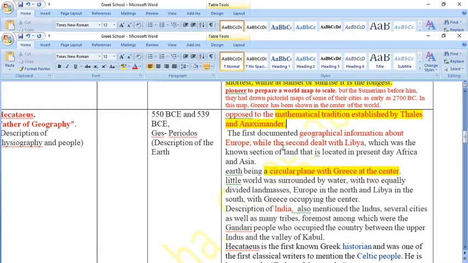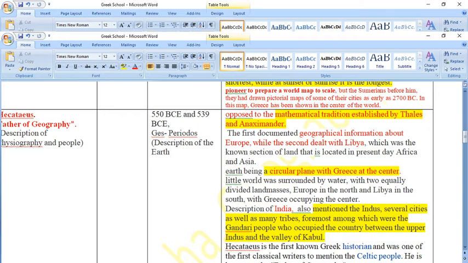And he also described the position and location of India. He was the first person who described and mentioned the location and position of India, and also gave examples and descriptions of the Indic people, the Indus Valley civilization, and the Kabul Valley. He described all these things related to the Indus River and the Indic landmass.